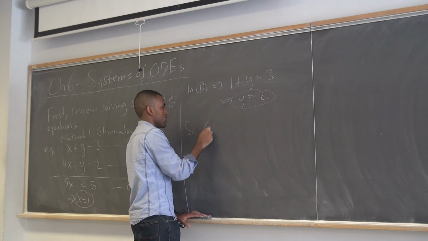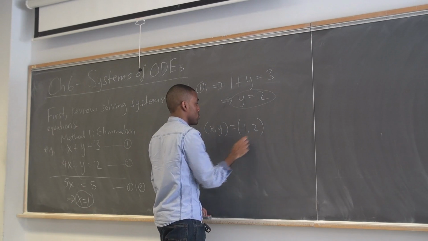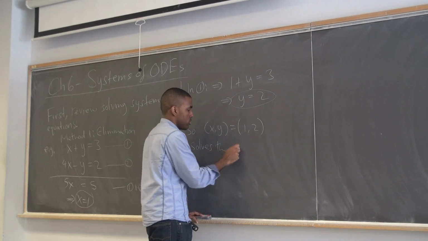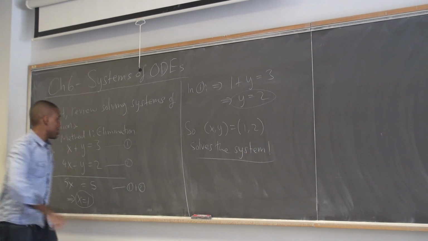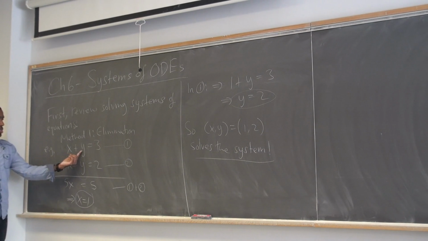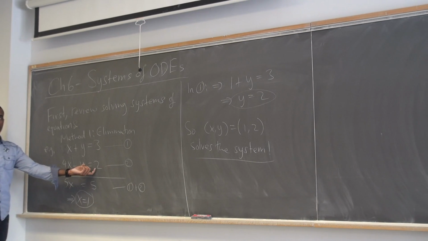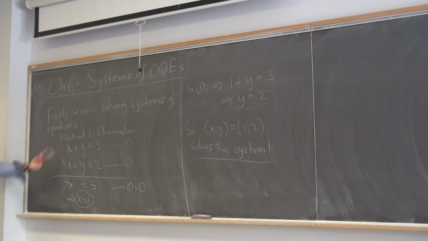So (x, y) equals (1, 2) solves the system. Right? And you can check: if your x is 1 and your y is 2, 1 plus 2 gives you 3. If your x is 1 and your y is 2, you get 4 minus 2 gives you 2. Right? So I found x and y that work in both equations at the same time. And this is how you solve a system of equations. One way is by elimination.